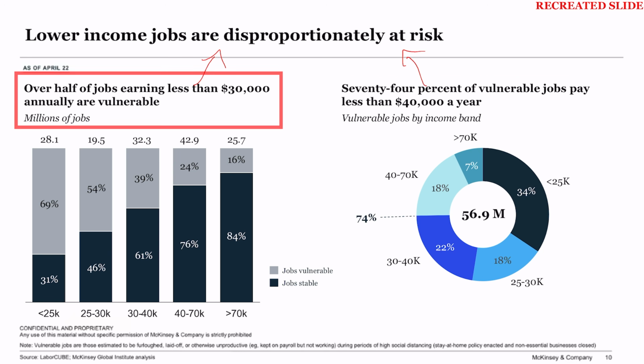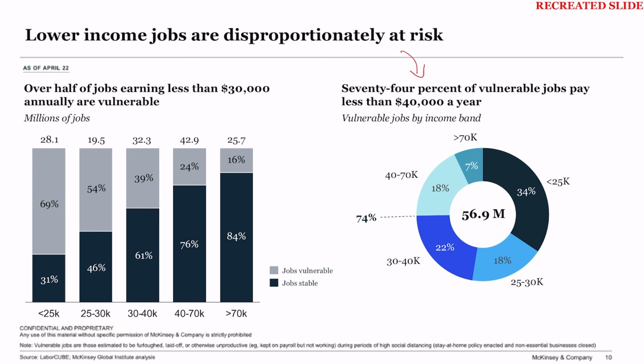So this says over half of jobs earning less than $30,000 annually are vulnerable. And then over here, all I had to do was just take the old title and put it right here, because that's the message we're trying to communicate. 74% of vulnerable jobs pay less than $40,000 per year. So even with just a few tweaks like this, mainly around choosing the correct chart, but also around spelling the story out on your subtitles and again in your title, even just little changes like that can make a major difference in the story you're trying to tell or in the actual message you're trying to communicate.